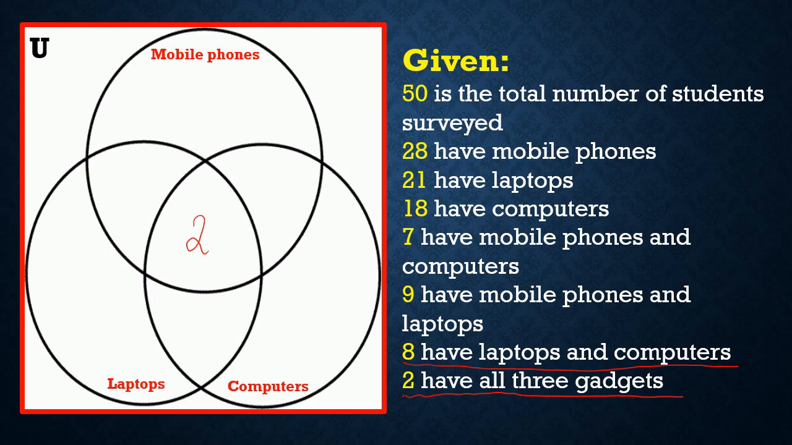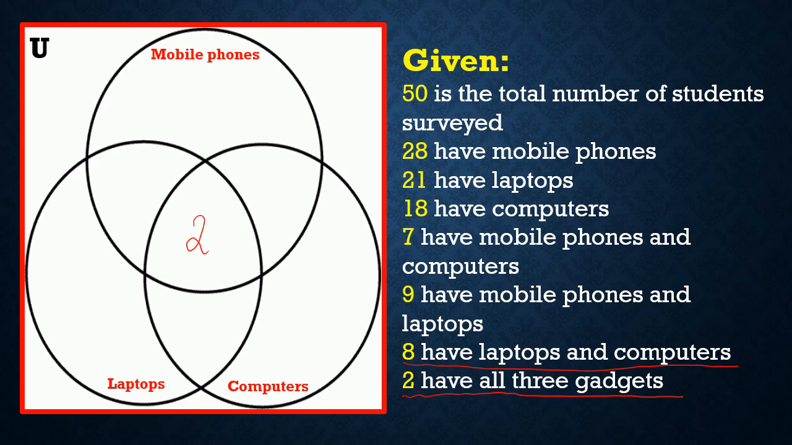So, wala siyang salitang only. Okay, so ibig sabihin, maaaring magkaroon siya ng laptops and computers o kaya naman intersection. Okay? So, ang gagawin natin, since may 2 na dito sa gitna, itong portion kasi na to, 2, kailangan natin punuin para magkaroon ng sum na 8.